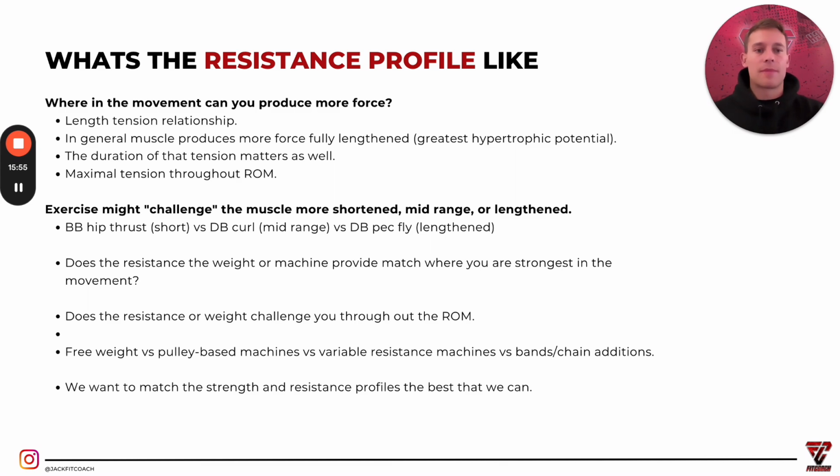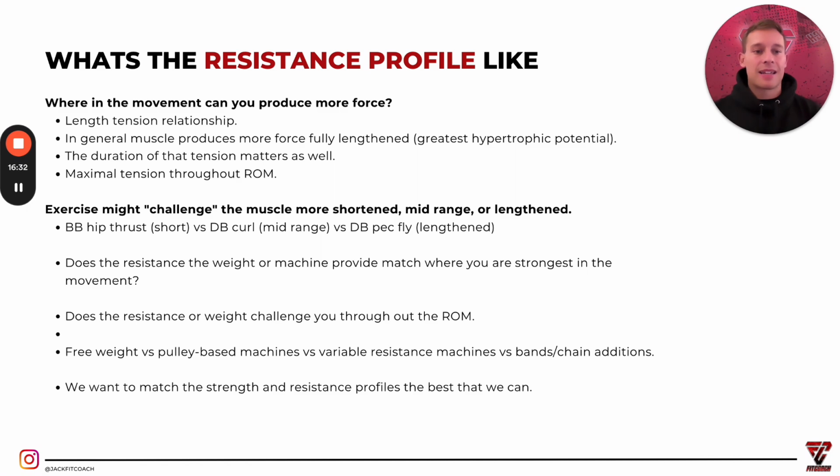Now, different exercises may challenge muscles at various points in their range of motion. For example, exercises like a barbell hip thrust primarily challenge muscles in the shortened position, while dumbbell curls target muscles at the mid-range, and a dumbbell pec fly emphasizes that lengthened position, where the dumbbells are either side. It is really crucial to ensure that the resistance provided by the weight or the machine matches where you are strongest in that movement and challenges you throughout the entire range of motion.